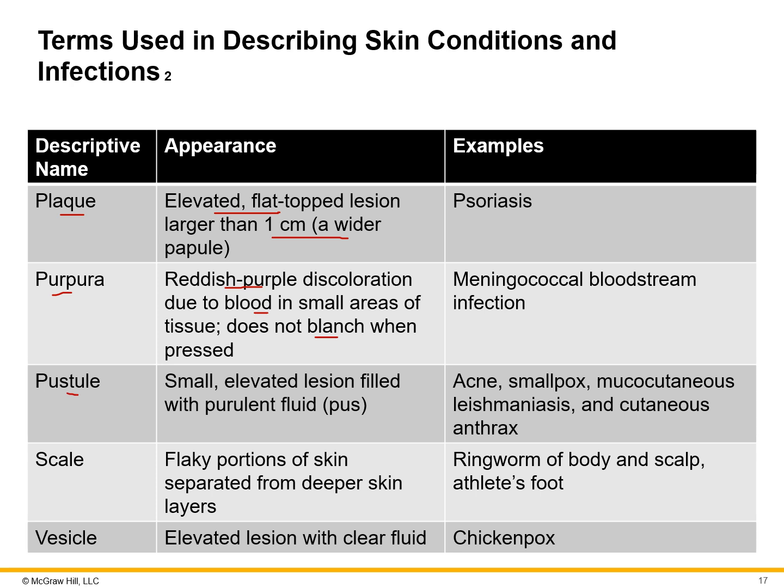A pustule, as the name implies, has pus inside it. So it's an elevated lesion, but instead of a blister that has a clear fluid, this has pus inside of it, indicating some type of infection. A scale refers to the flaky portions of the skin. And then a vesicle is just an elevated lesion, kind of like the pustule, but it has a clear fluid instead of the pus fluid.